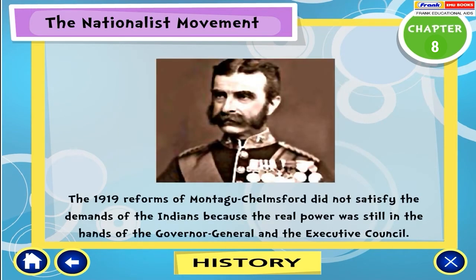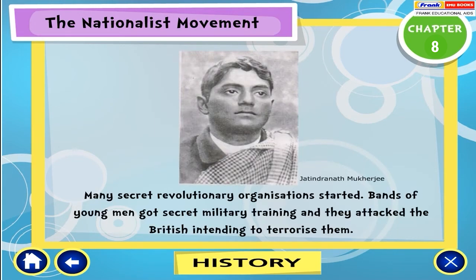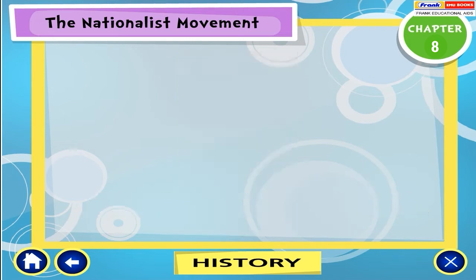The 1919 reforms of Montagu-Chelmsford did not satisfy the demands of the Indians because the real power was still in the hands of the Governor-General and the Executive Council. Many secret revolutionary organizations started. Bands of young men got secret military training and they attacked the British, intending to terrorize them.